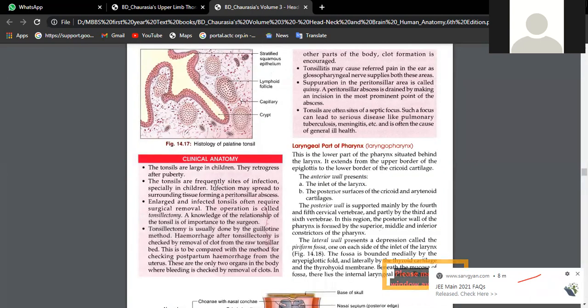If there is any infection, you call it as tonsillitis. There may be abscess around the capsule. You call it as peritonsillar abscess. Removal of tonsil is tonsillectomy. And during tonsillectomy, we should not allow any blood clot to remain in the bed of the tonsil because more and more blood clots are there, more will be the bleeding. Uterus and tonsil are the two areas where bleeding can be controlled by the removal of blood clots.